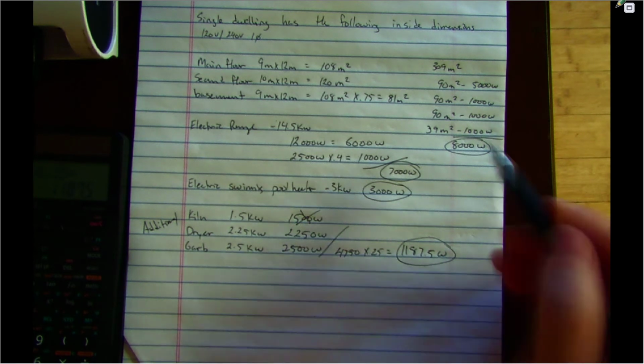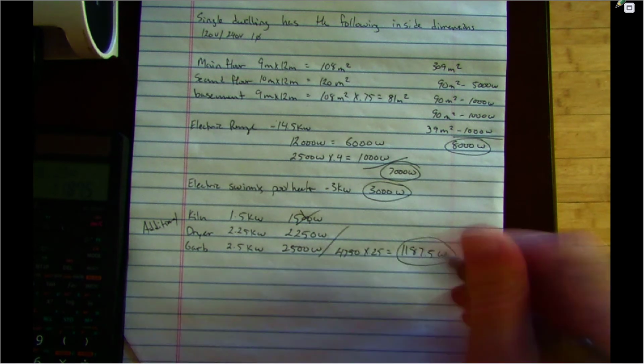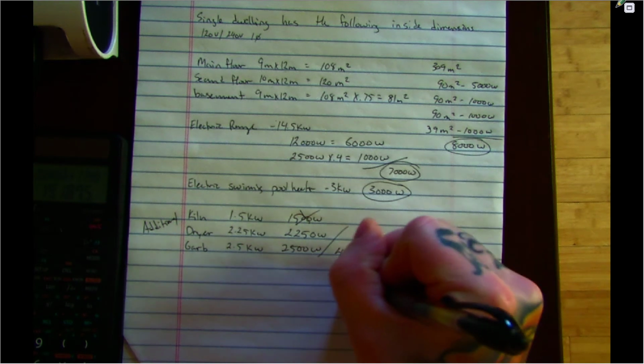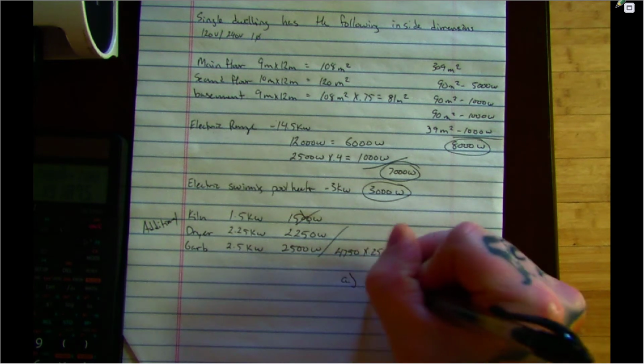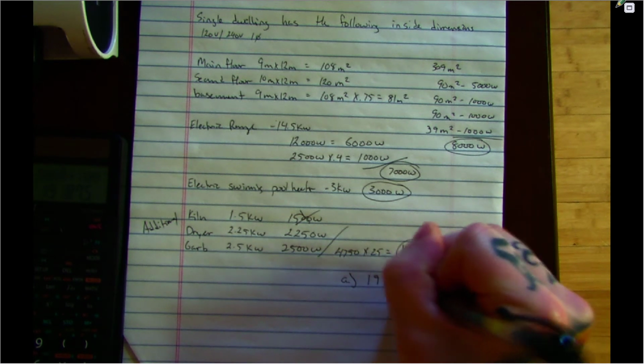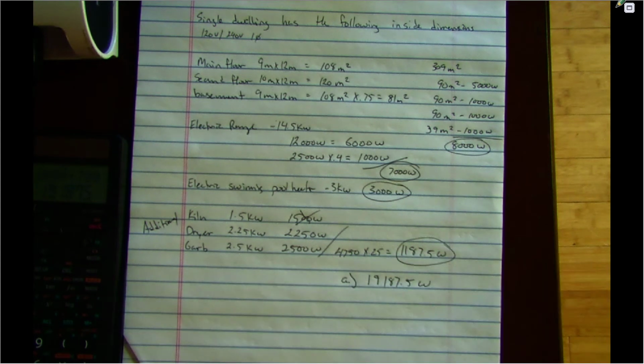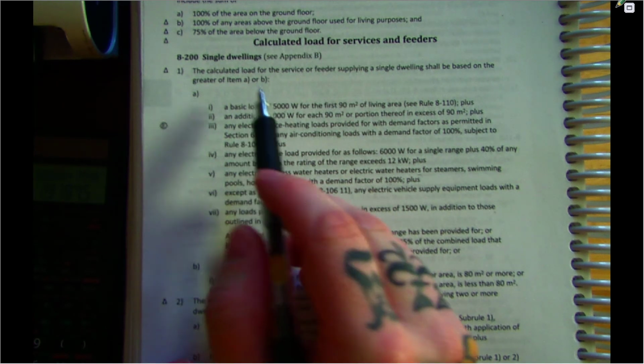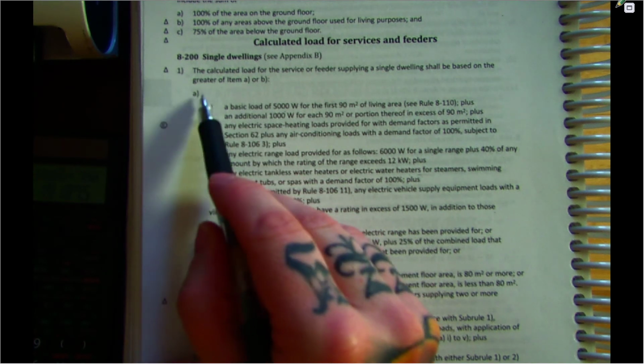Now we're going to add all these up. I'm going to take that number I just calculated plus 3,000 plus 7,000 plus 8,000, and I get a total wattage, again this is for part A, of 19,187.5 watts. So this is for part A. Again, part A is all of these rules, all these calculations, so part A right there.